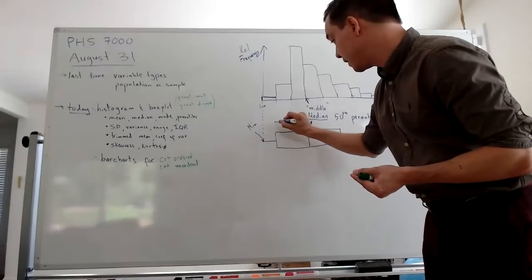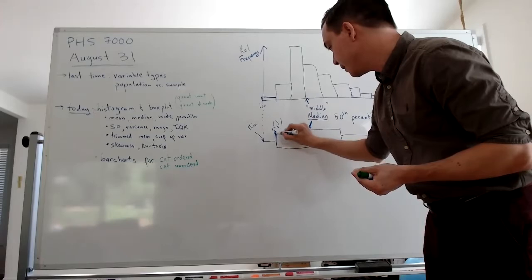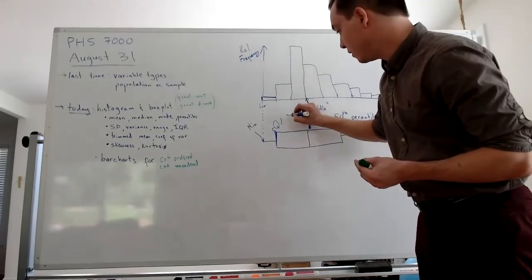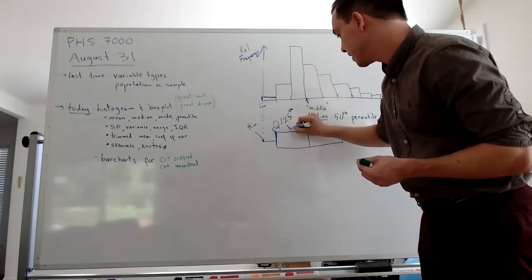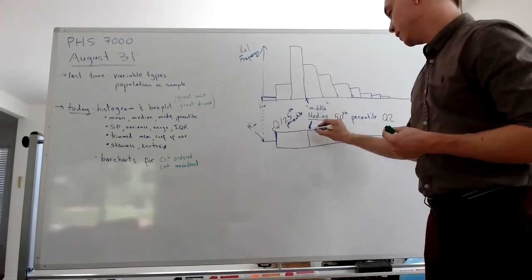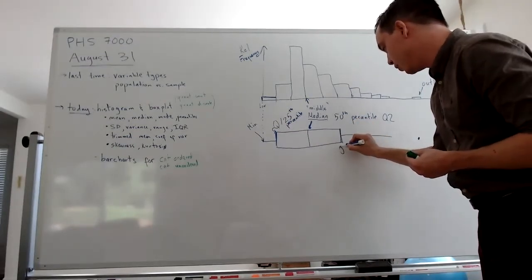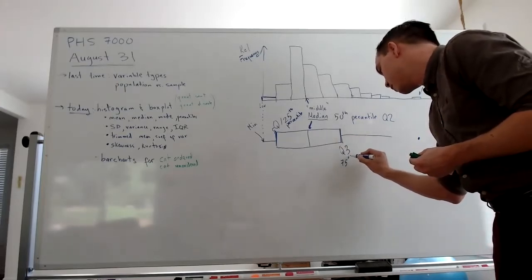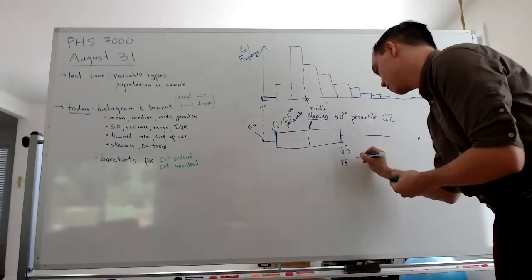The first quartile is going to be the one edge of the box. And this is also going to be the 25th percentile. All right. And then this edge of the box is going to be Q3, or the 75th percentile.